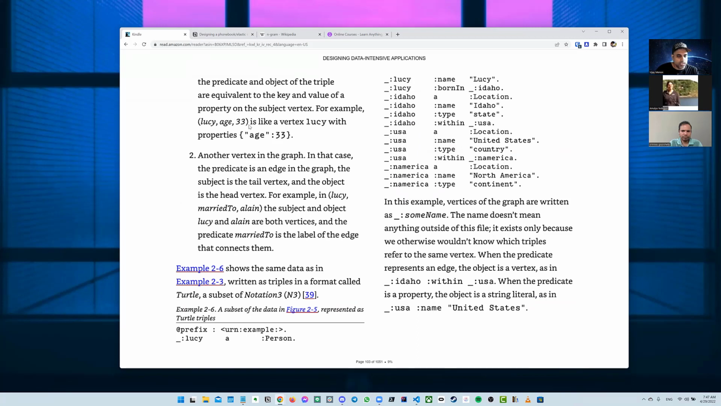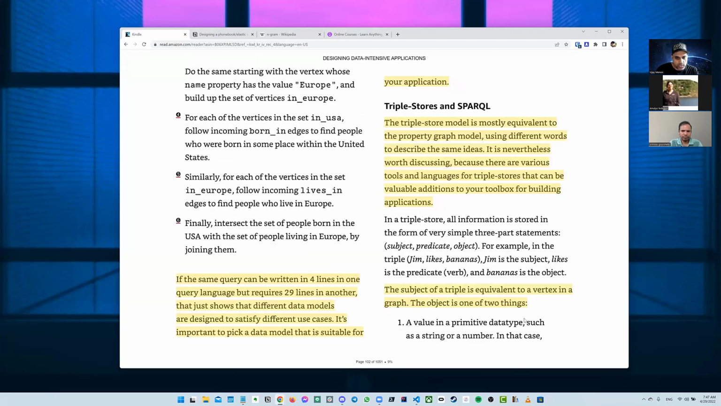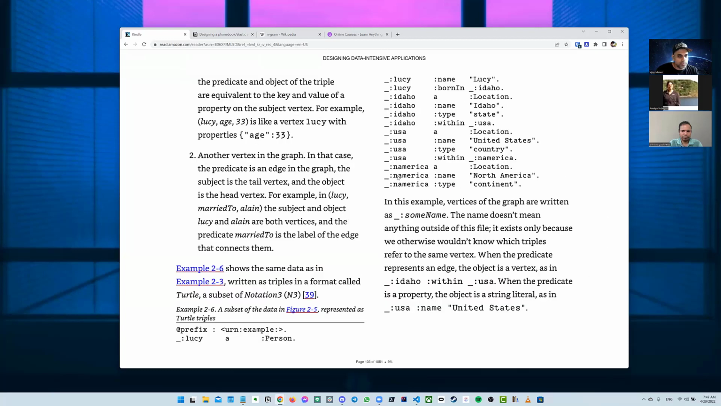So age is 33. So Lucy has properties like age 33, right? Another vertex in the graph. So another edge, another node in that case. So going back to here, you could have a primitive value type, or you could have another node, right? One node connected to another node, and that would be the object. So Lucy married to Elaine, right? Lucy and Elaine are both vertices, and the predicate is married to.